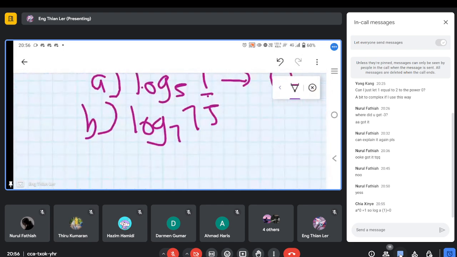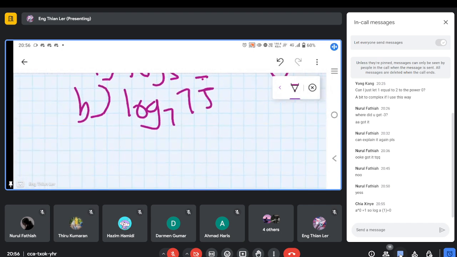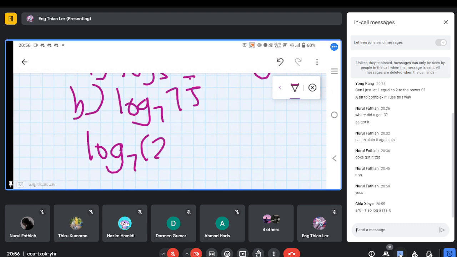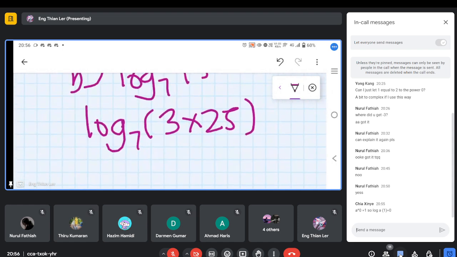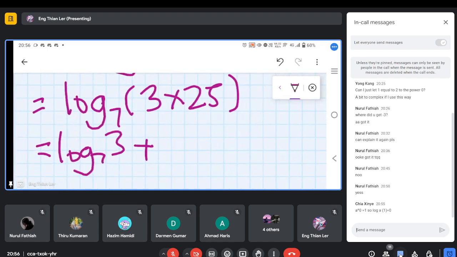So now this log 75 base 7. Okay, this is getting pretty complicated, but we immediately know that 75 is 3 times 25. Wait, it's 3 times 25. And 25 is 5 square, right? But not so fast. Take it slow first. Plus log 7 of 5 square.